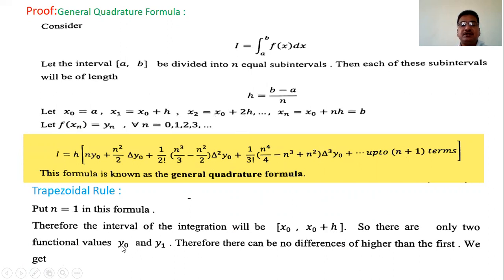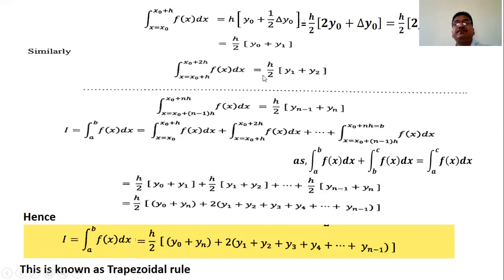So these corresponding values are y1 and y2, and therefore instead of y0 we have y1, and instead of y1 we have y2. So the integral from x0 plus h to x0 plus 2h is h by 2 times (y1 plus y2). Then consider the next interval, x0 plus 2h to x0 plus 3h. The integral of f(x) dx is h by 2 times (y2 plus y3).